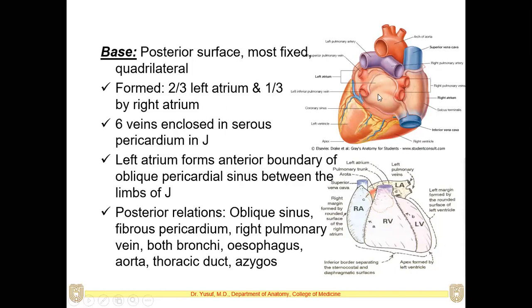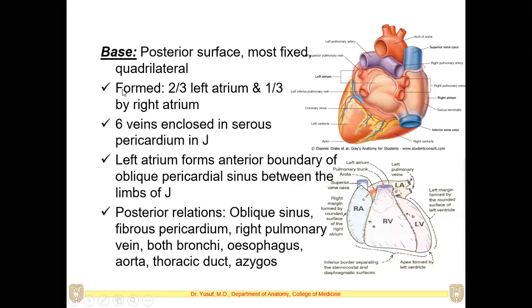If you see here, this is the left atrium. Almost 2/3. This from here to here is the base. Okay, so this is the base. Almost 2/3 is occupied by the left atrium, and only because the right atrium is slightly elongated and more in the front, so the base is formed by 1/3 of the right atrium and almost 2/3 of the left atrium. So mainly occupied by the left atrium and slightly occupied by the right atrium. So this is the base, which is posterior surface.